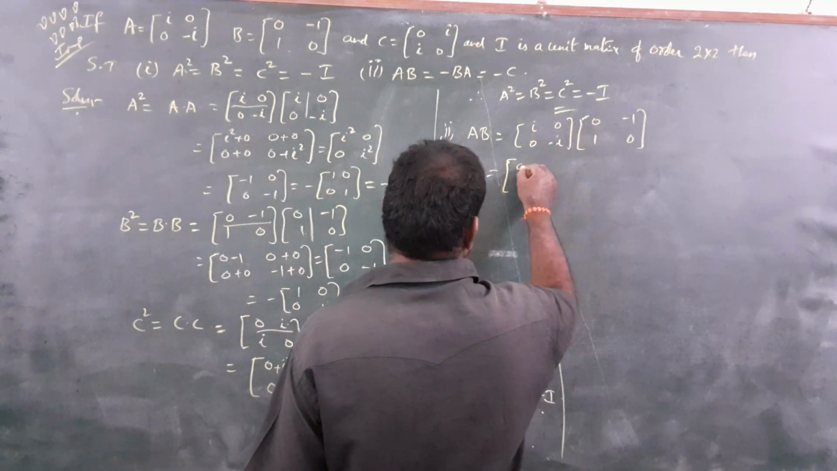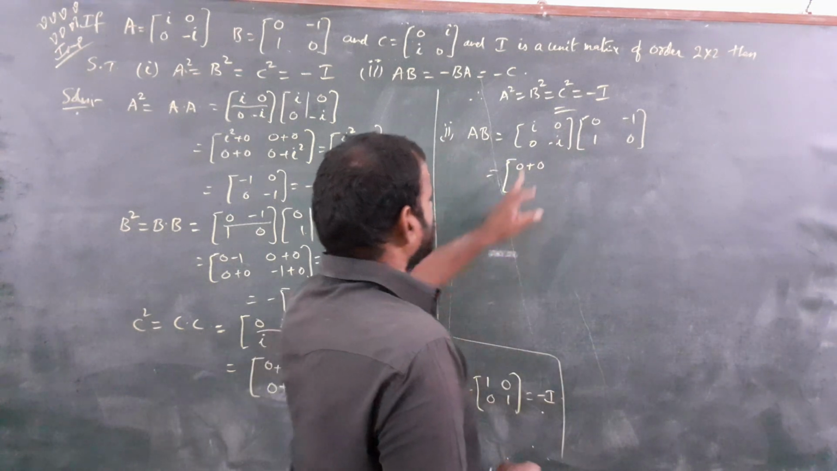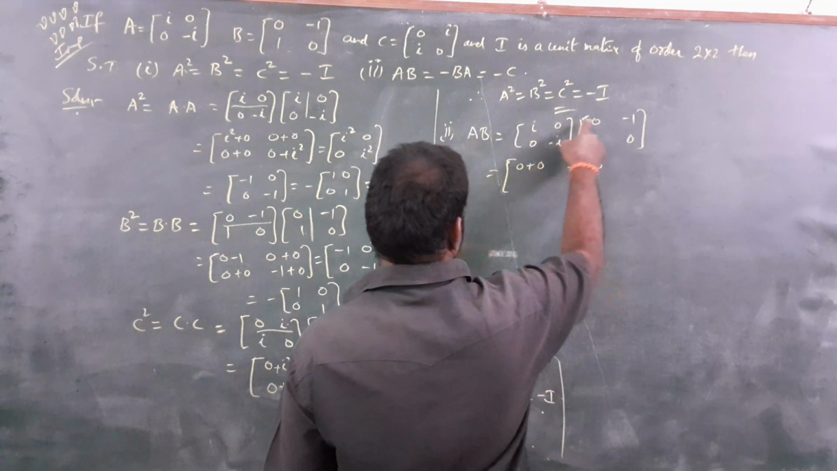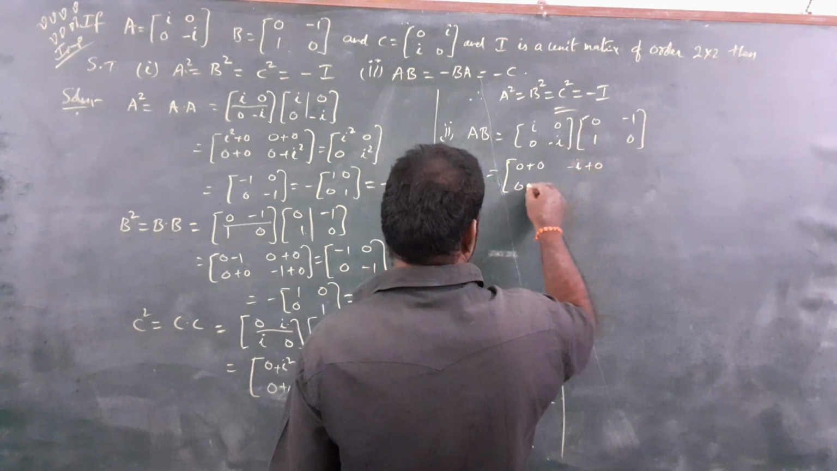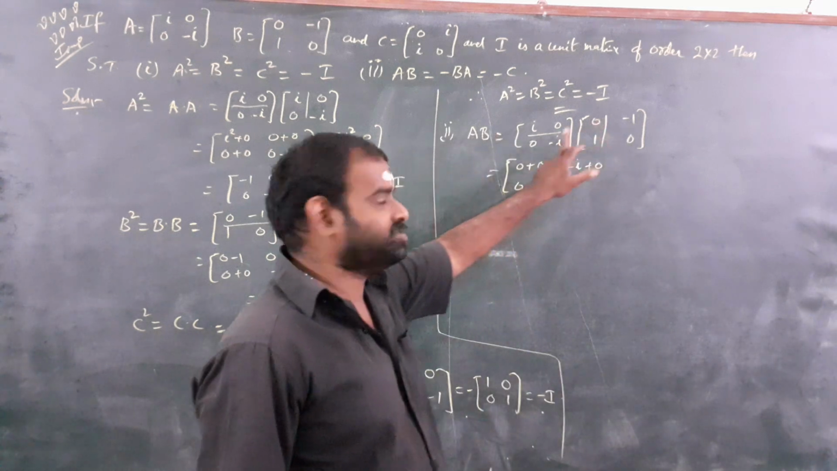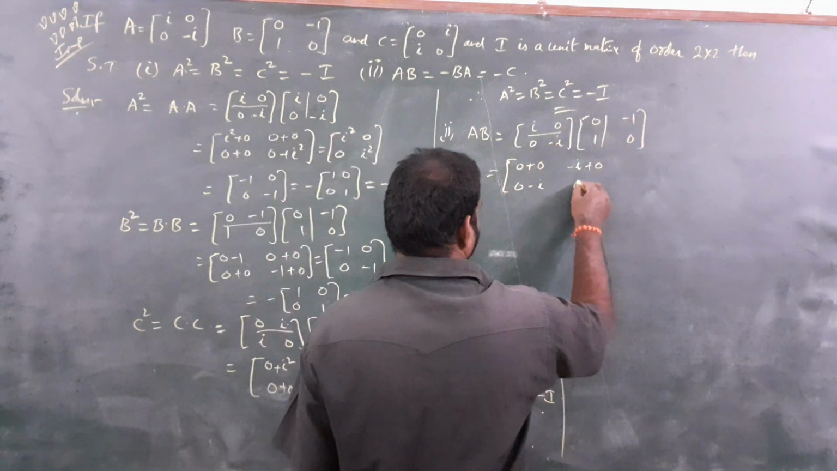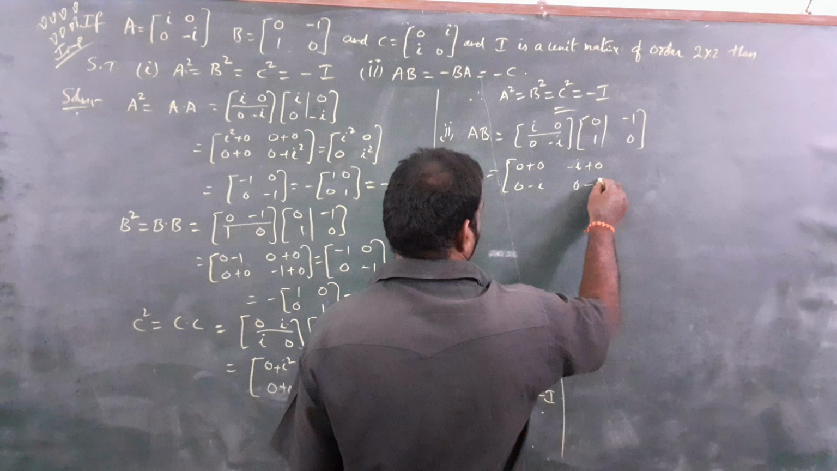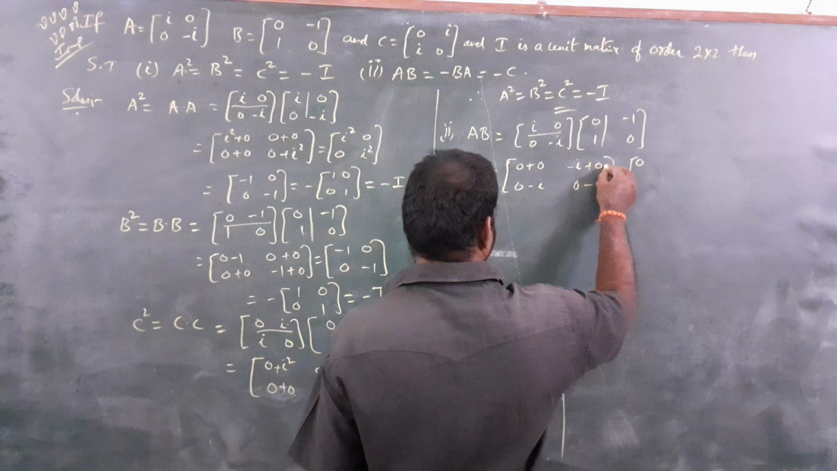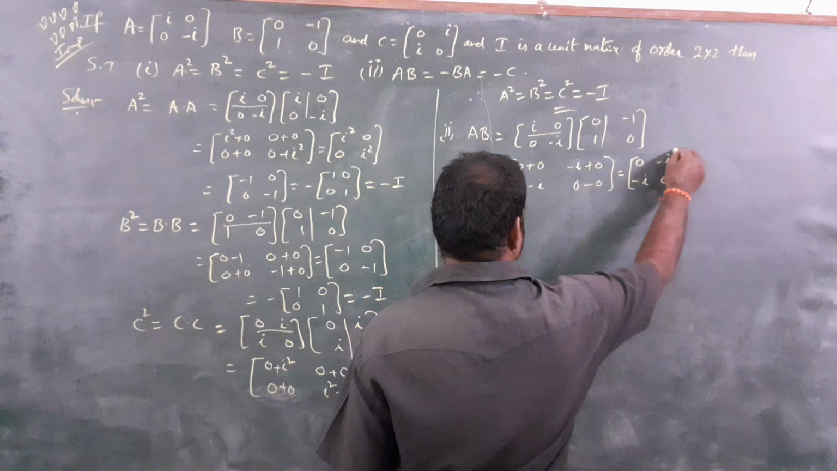I into 0, 0 plus 0 into 1, 0. Again, I into minus 1, minus I plus 0. 0 into 0, 0 minus I into 1, minus I. This row, this column, like that you have to see. 0 into 0, 0 into 0, 0 minus I into 1, minus I. Again 0 into minus 1, 0 minus I into 0, minus 0. This is equal to 0 plus 0, 0 minus I plus 0, it becomes minus I. 0 minus I, minus I, 0 minus 0, 0.